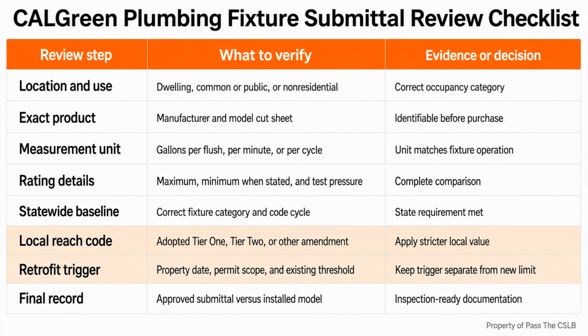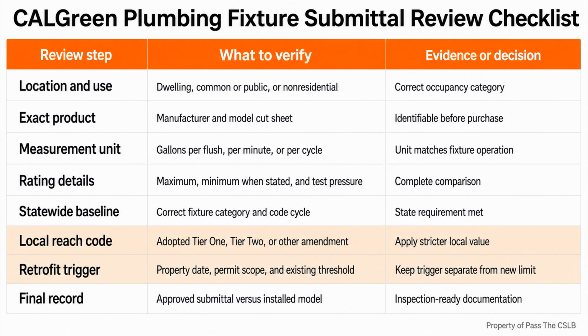For replacement work, I add another layer. I determine whether the property date and permit scope bring the civil code retrofit provisions into play. I separate the threshold used to identify an existing non-compliant fixture from the limit for the new replacement. I document the existing condition, the selected replacement, and any confirmation received from the local building department.